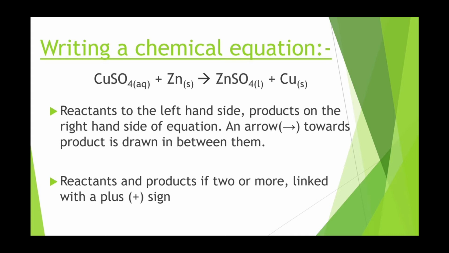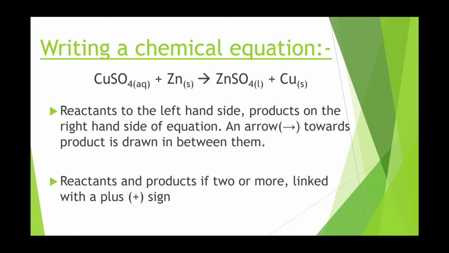Now you can see an arrow in between the reactants and products. This arrow shows us the direction of chemical change, that is from reactant to product. Got it? I will repeat. Reactants on the left, products on the right hand side of the equation, and an arrow showing the direction of the chemical change.